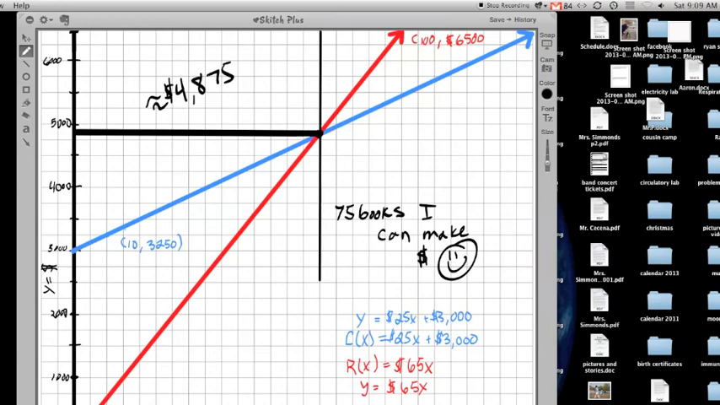Now we're going to look at another way to figure out when the cost is equal to the revenue.